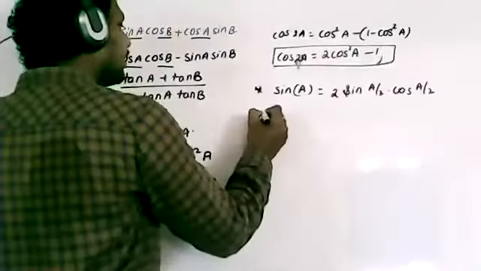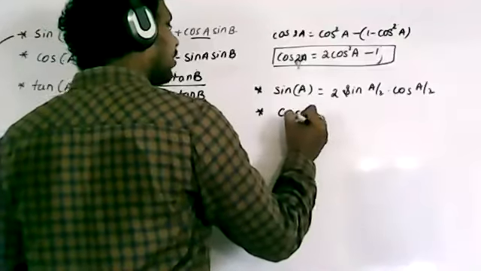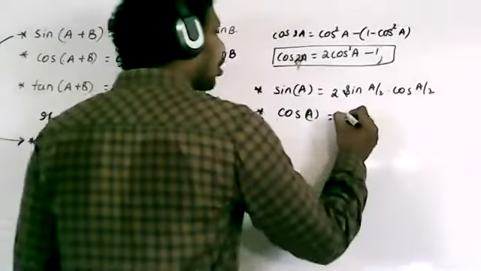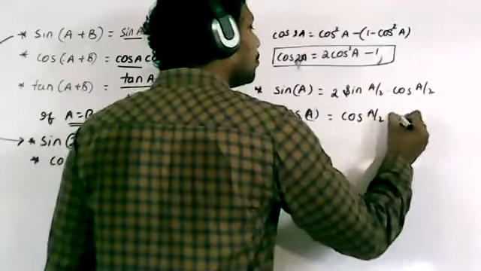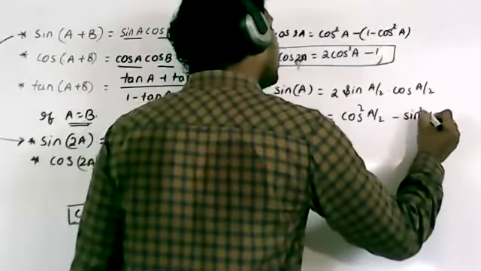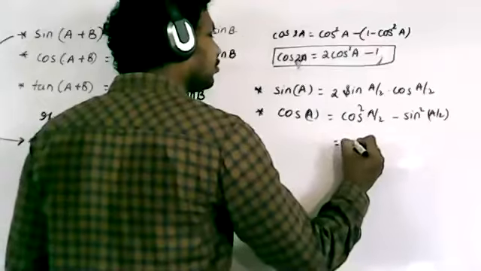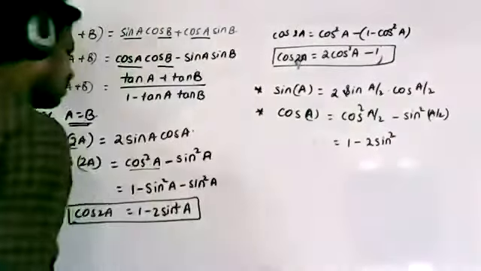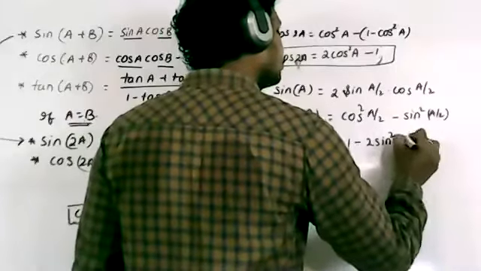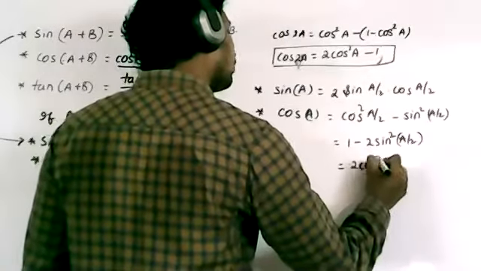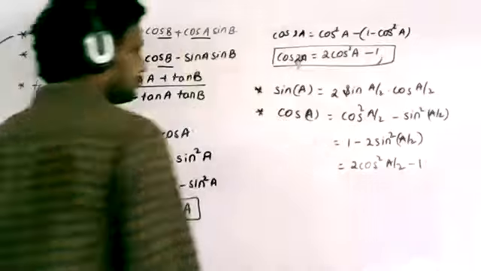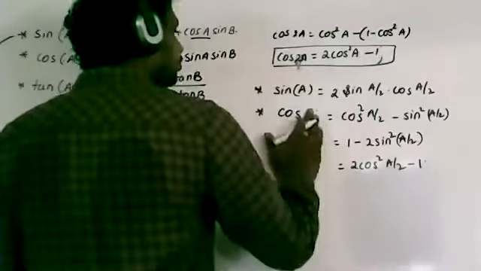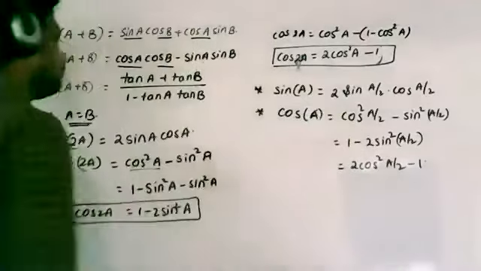Clear? And similarly, if I take cos A, what is the cos A value? So cos A value is cos square A by 2 minus sin square A by 2. Or else you can write like this also: cos A is equal to 1 minus 2 sin square A by 2, or else 2 cos square A by 2 minus 1. So these are the formulas for cos A, only cos A. So instead of 2A, I will take only cos A.